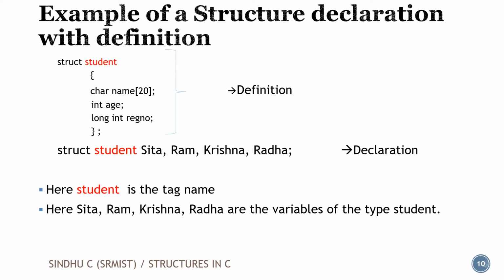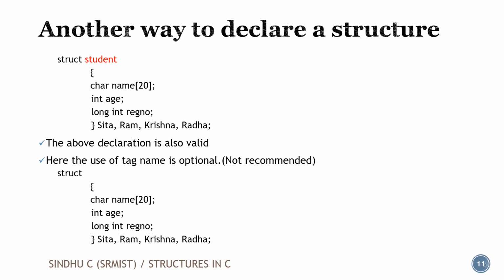Here you have separately made the structure definition and structure declaration. Here both of them are made together. So you have the struct keyword, then you have given the tag name, then you have all the attributes specified. At the end of it, you have the variable names, terminating it with a semicolon. This is also feasible. This is also valid.